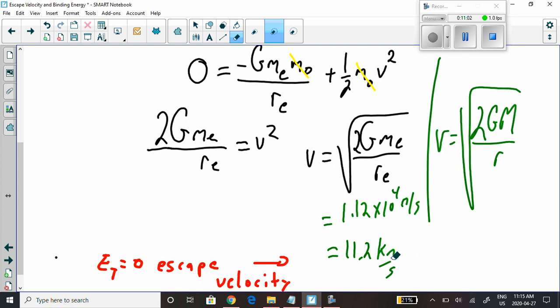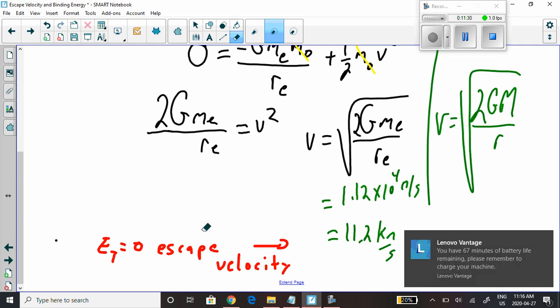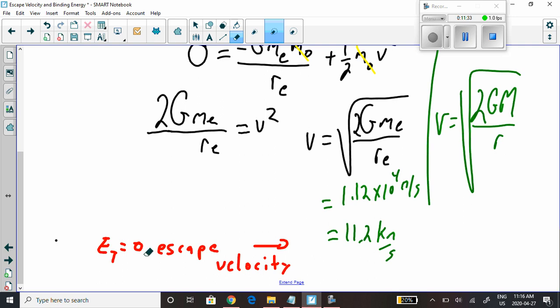Which means if you are launching an object, say Thor comes around and boots a soccer ball, and you want it to leave the gravitational pull of the Earth, to escape the gravitational influence of the Earth, it must be launched at 11.2 kilometers per second. This is the velocity which matches up with total energy equal to zero. That is why it's called escape velocity.